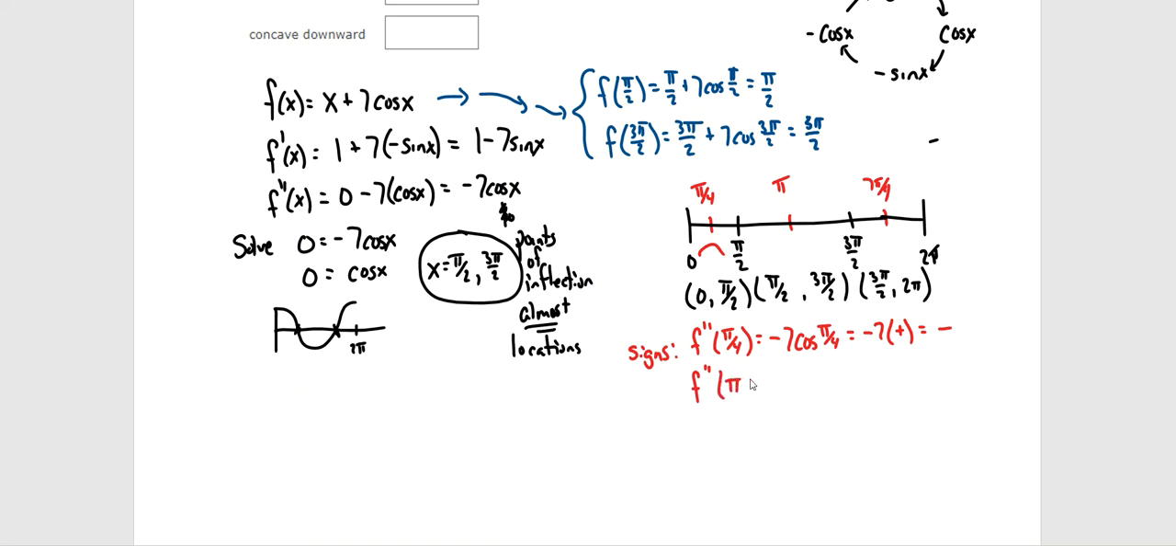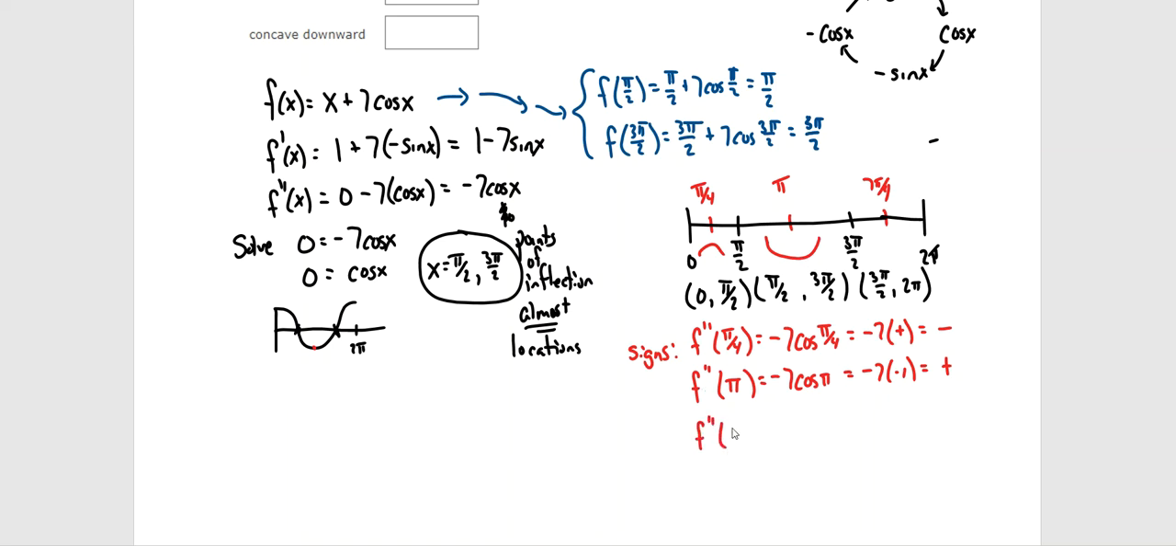If I make a test value of pi, we'll have negative 7 times the cosine of pi. Cosine of pi, that's down here, right? Cosine of pi is negative 1. So I'll have negative 7 times a negative 1, which is positive 7. Again, don't care about the 7. I just care about the positive. Positive people generally smile. Smile goes up, it's concave up. It works for me.